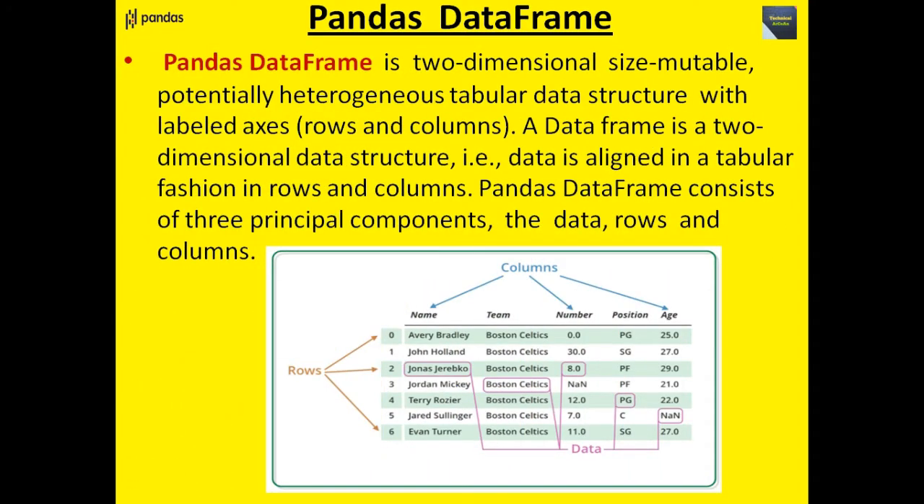Now we talk about the Pandas DataFrame. A Pandas DataFrame is a two-dimensional, size mutable, potentially heterogeneous tabular data structure with labeled axes, like rows and columns. A DataFrame is a two-dimensional data structure, that is, data is aligned in a tabular fashion in rows and columns. A Pandas DataFrame consists of three principal components: the data, rows and columns. I will provide some examples of Pandas Series and Pandas DataFrame.